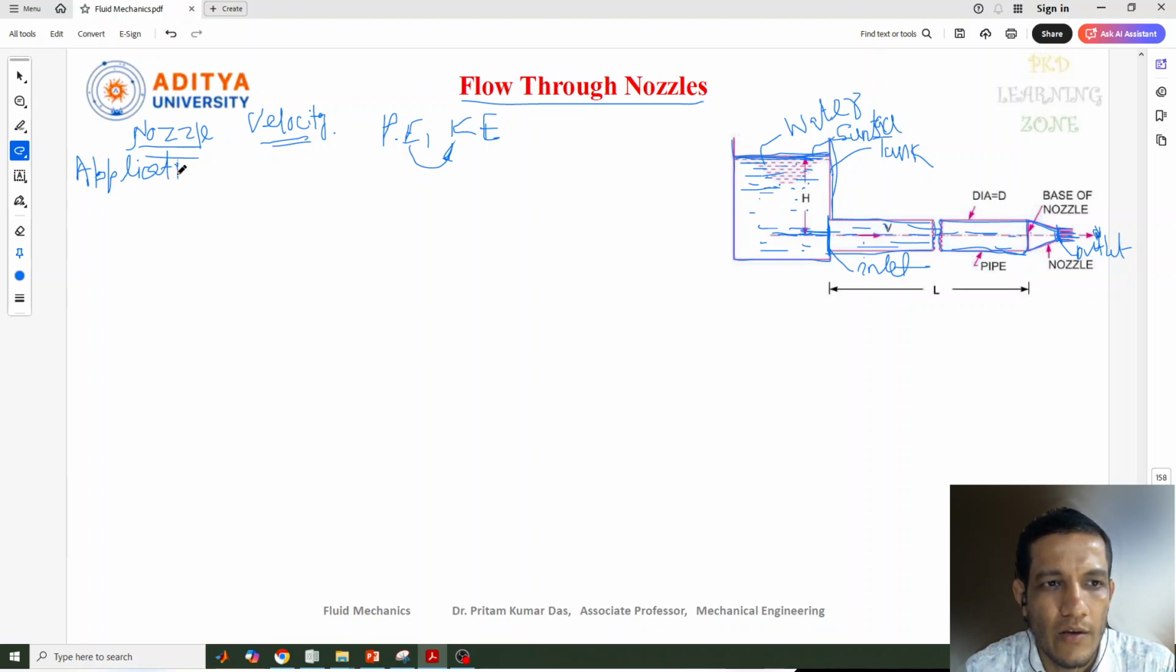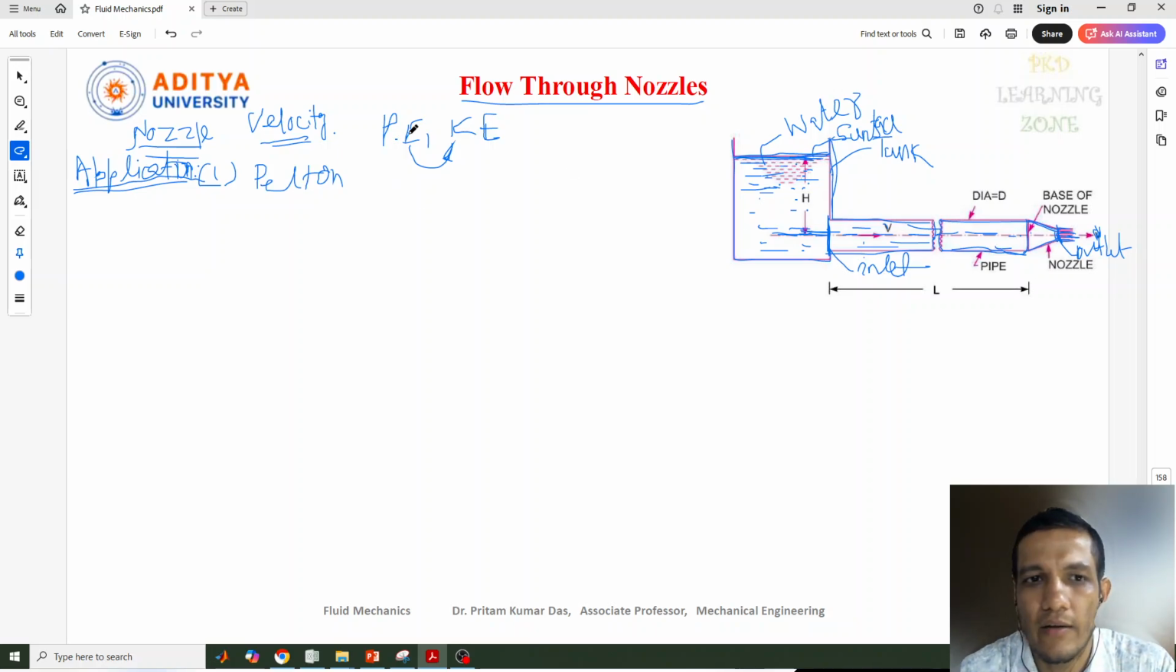Okay, the simple example we can see in the servicing center. In the vehicle service center, you can see the nozzle used to flow the fluid with a high velocity. And along with that, in the Pelton turbine, when we discuss the turbine, I'll show you that the nozzle is fitted at the end of the pipe. That pipe is called the penstock because it is a very large pipe. So we call it the penstock in the Pelton turbine.